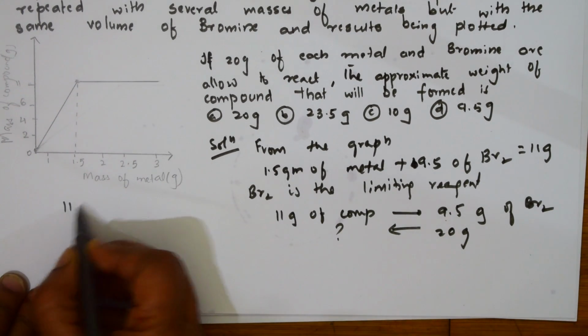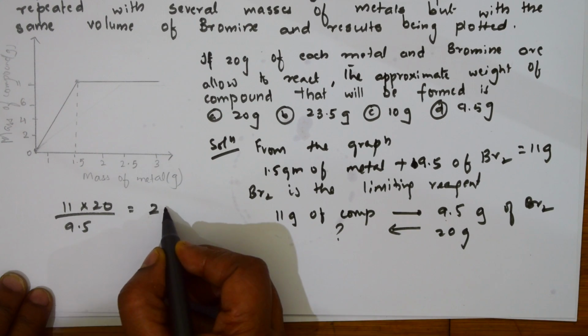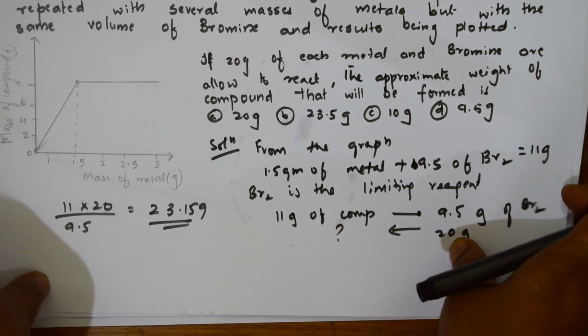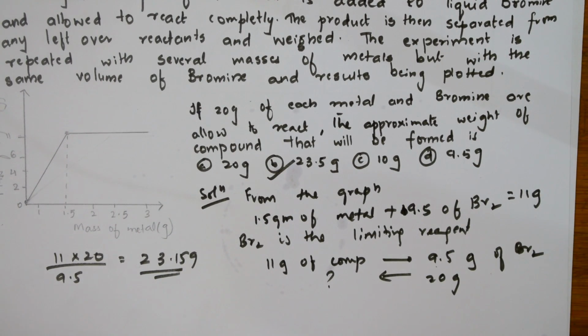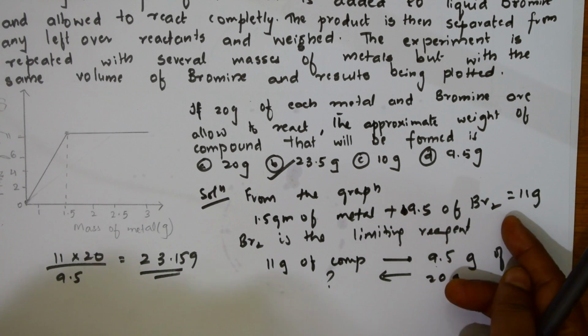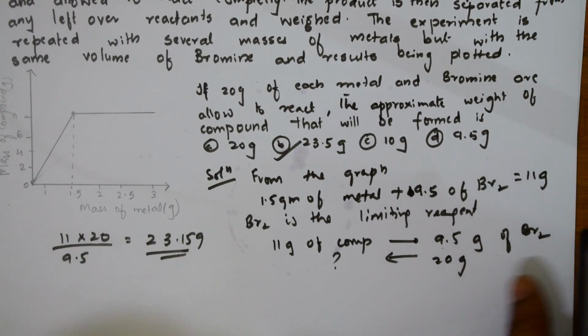So if I calculate 11 into 20 by 9.5, which is equal to 23.15 grams. That's it. So the correct option given to us is 23.5. Hope you have understood this. Now I've taken this. This is the main step here, because why did I take this? I need to relate with 20 grams of bromine. That's why I did this step. Let us come back and do the next question on graphs.